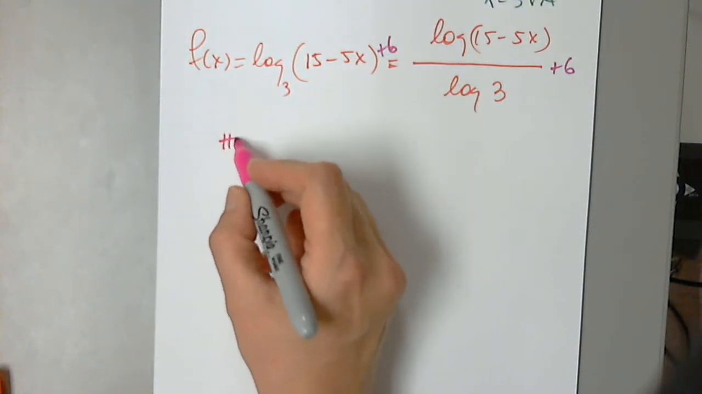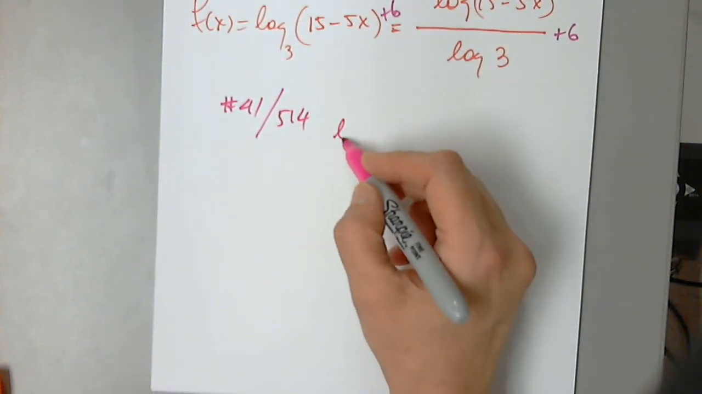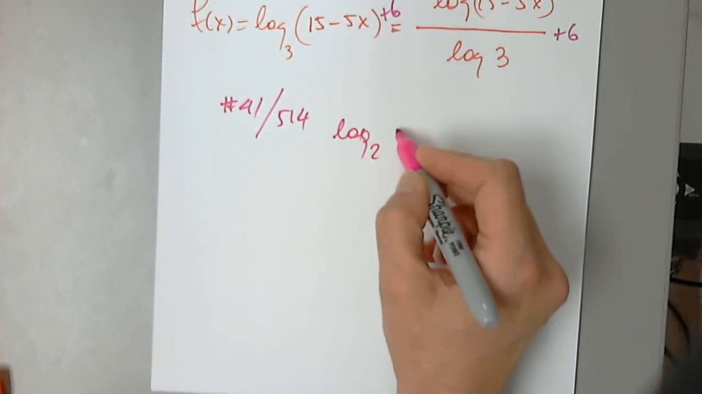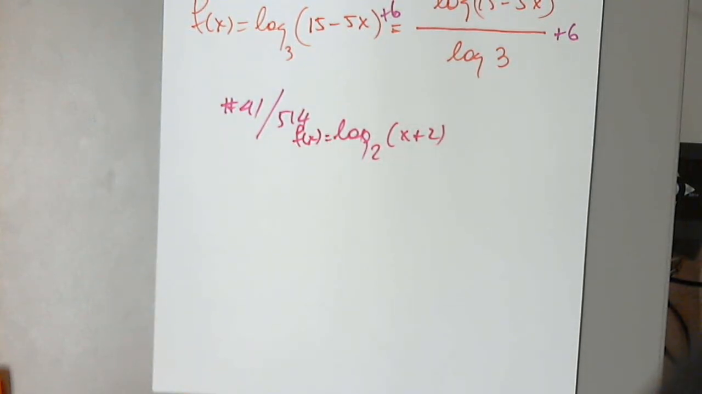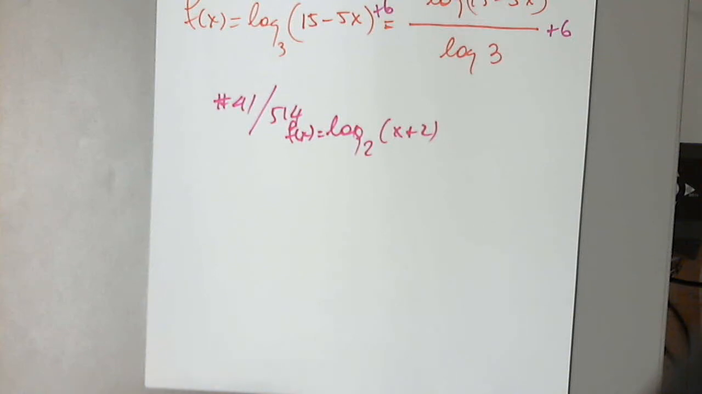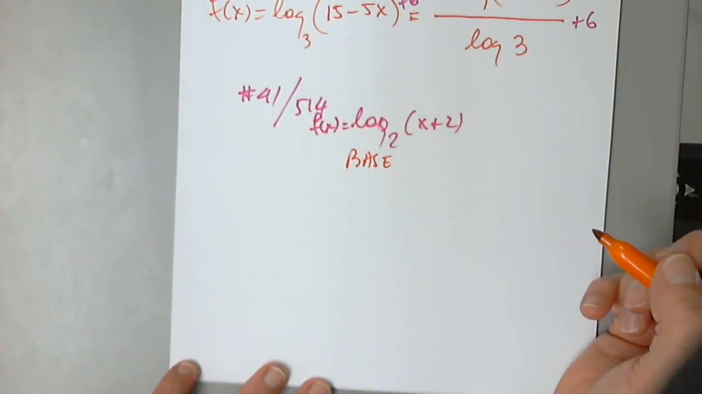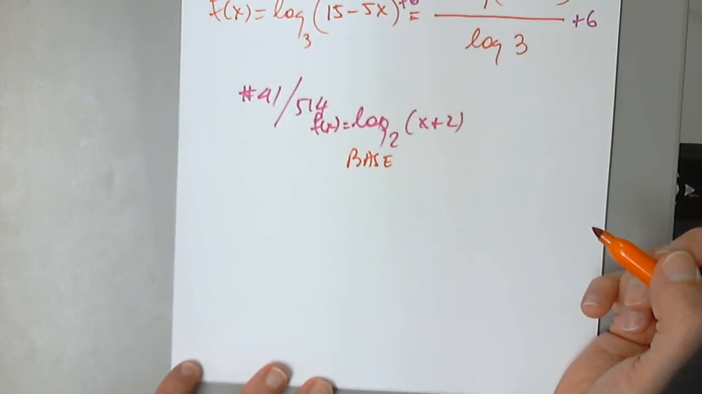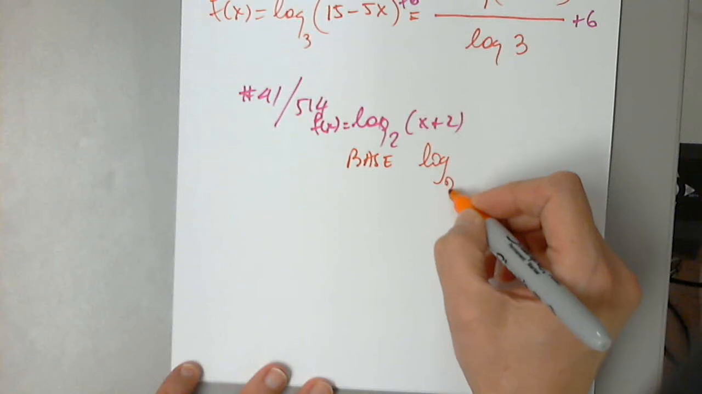Okay, I would like us to work on a couple of transformations. For example, 41 on page 514. Let's say log base 2 of x plus 2. This is our f of x. It says sketch the graph, but I would like to sketch it using transformations. Can anyone give us the base function for this? Log base 2 of x.